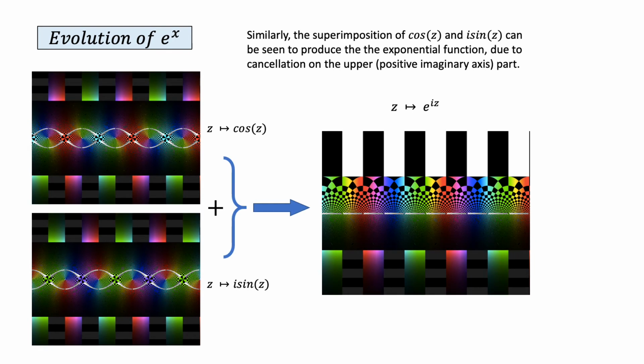This is an interesting sum of trigonometric values which are superimposed to become e to the power ix. This happens because the upper parts of the trigonometric functions mostly cancel out each other while lower parts of the functions reinforce.